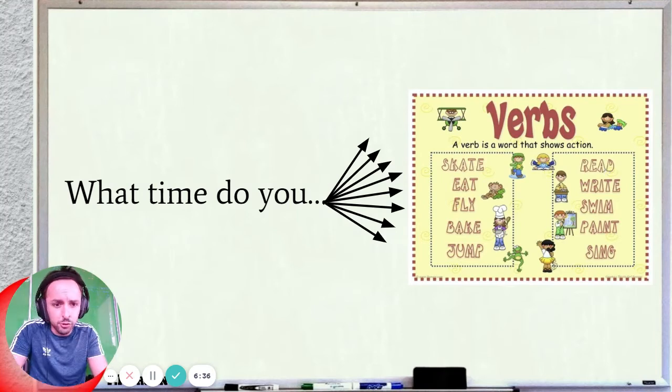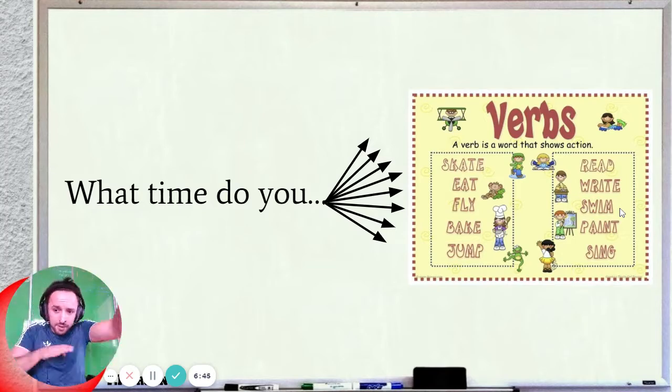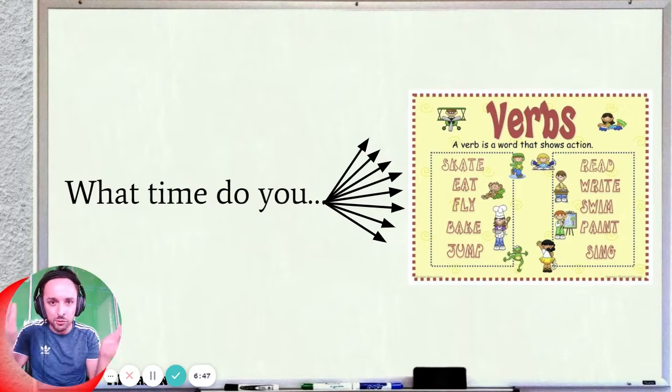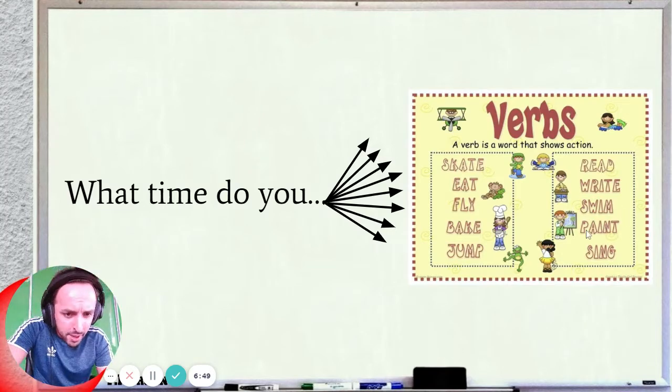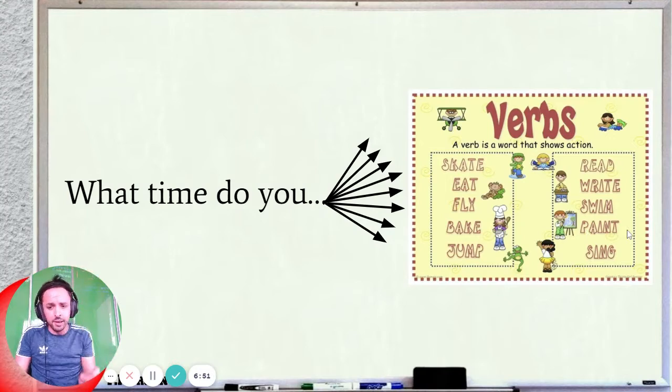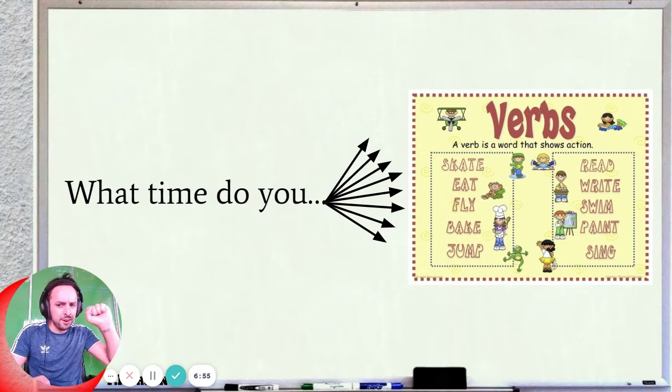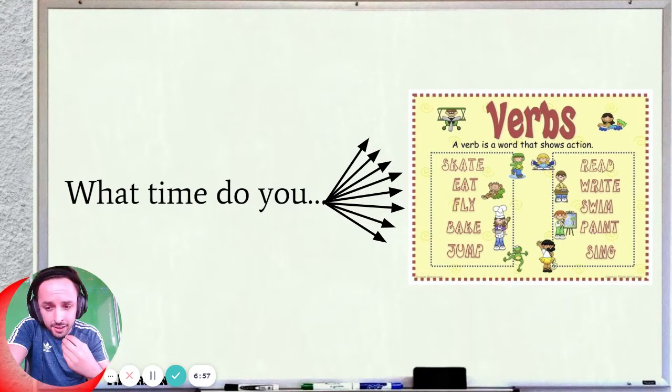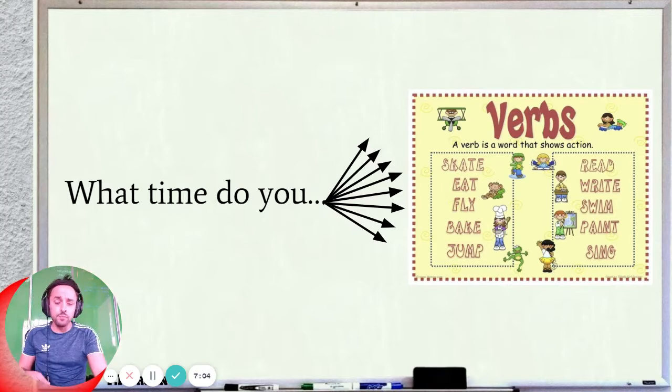Read. That's something you do. Write. Write a letter. Write your test. That is something you do. Swim. Like in the swimming pool, you swim, like in the water. Paint. That's something you do. Paint a picture. And sing, like a singer. If you're a singer, you can sing a song. That's something you do. So verbs are things you can do, okay?